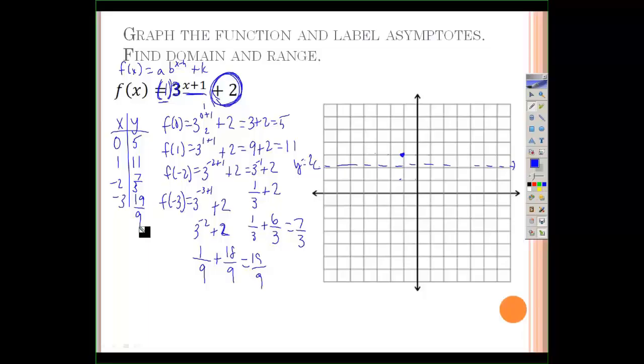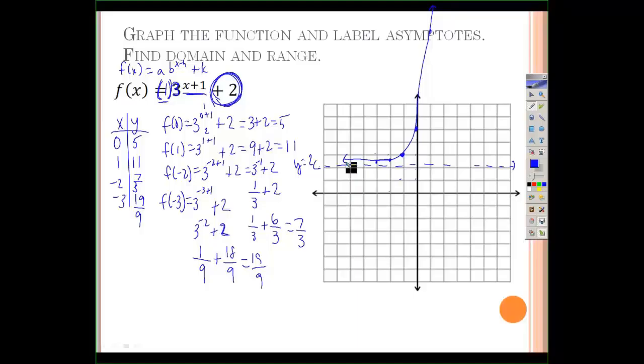Okay, but there we go. We got our 4 points. We're going to go ahead and plot those. 0, 5, right there. 1, 11. Okay, it's going to be up here somewhere. Negative 2, 7/3, 2 1/3 ish, and then negative 3, 19/9. It's going to be even closer to the asymptote. So as you can see, we got this nice exponential growth function. Keep in mind the word exponential means it goes very, very quickly. It increases very, very quickly. And as you can see, it does approach the asymptote, but it will never cross.